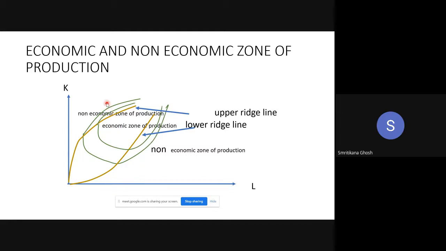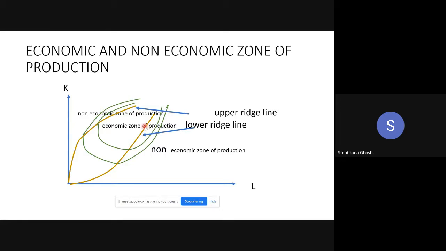So like this, MPK is negative here. So you are not interested to go there, but the area exists. So that is why you need these yellow lines, which are just dividing the area where you are interested to go and where you are not interested to go.